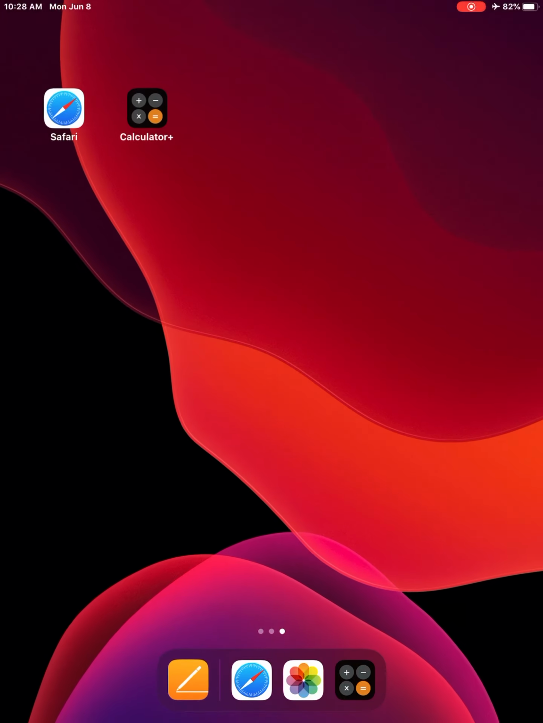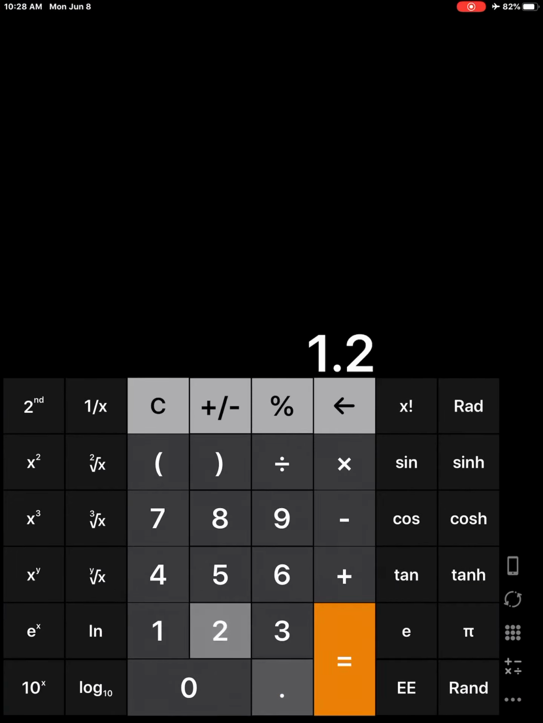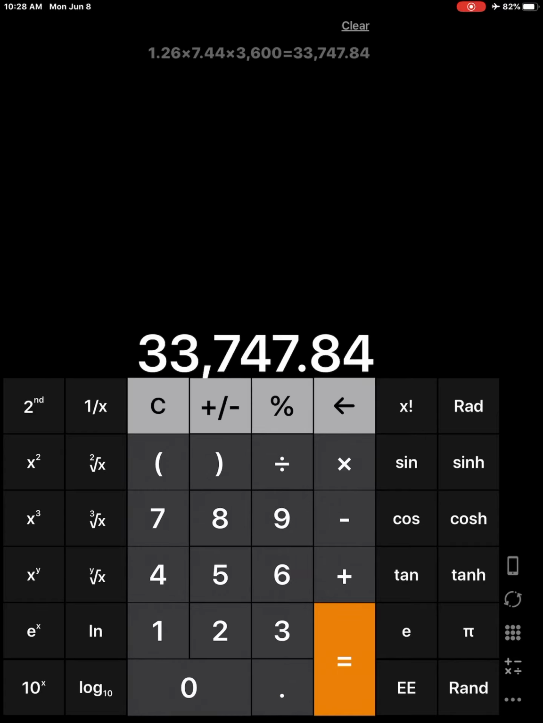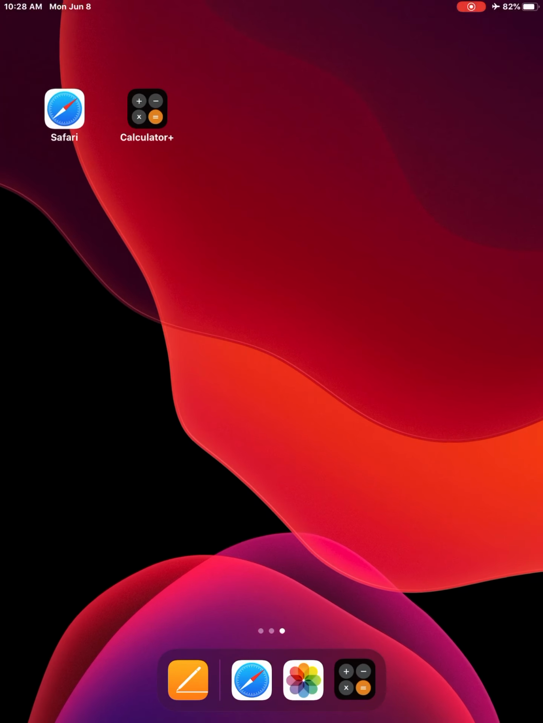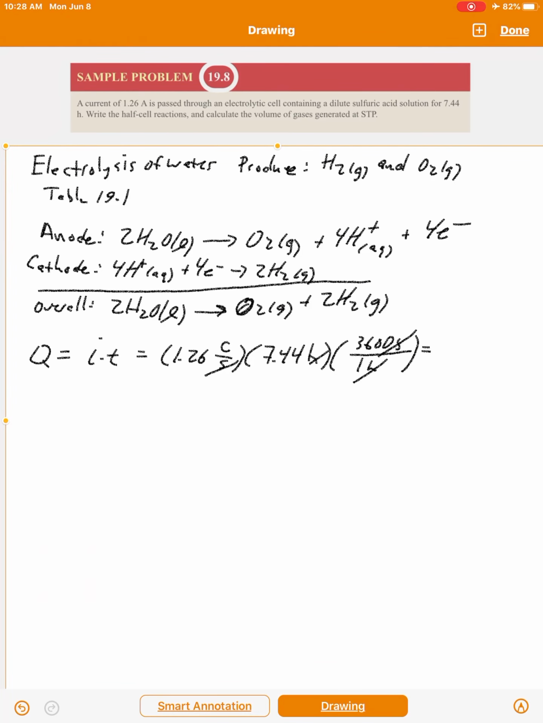We're trying to find the amount of charge. So 1.26 times 7.44 times 3,600. And that gives us 33,748 coulombs. Now we're going to do oxygen first. So it's 1 mole of oxygen for every 4 moles of electrons. But we don't have moles, we have coulombs. So we're going to convert this to moles.